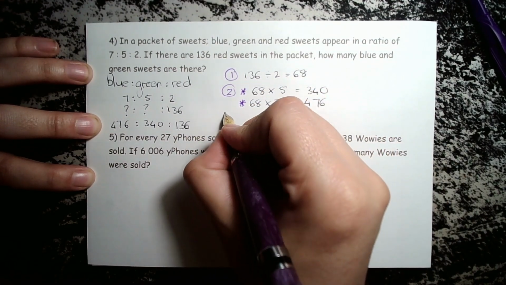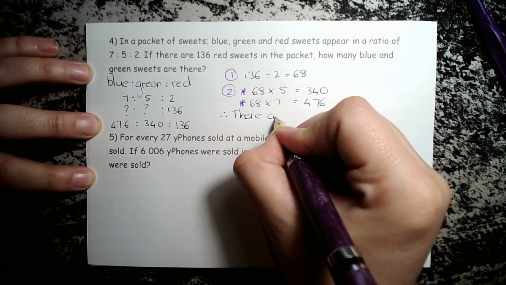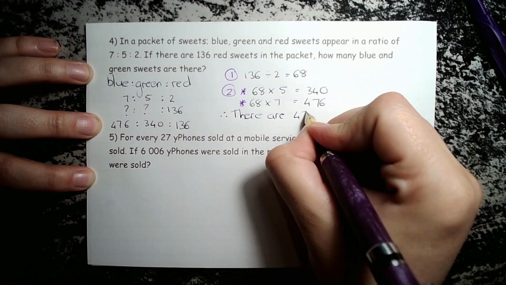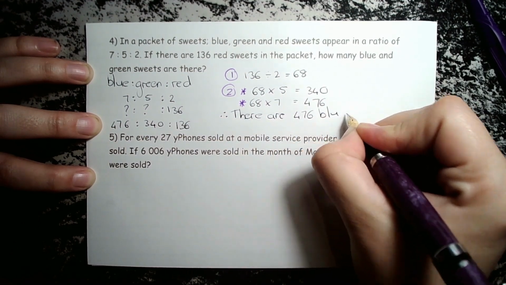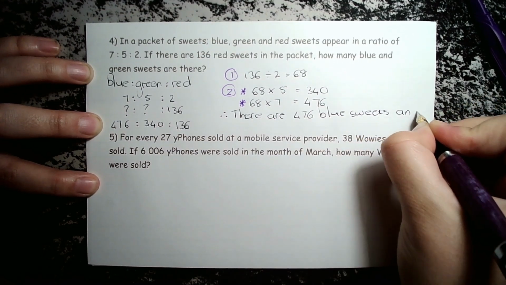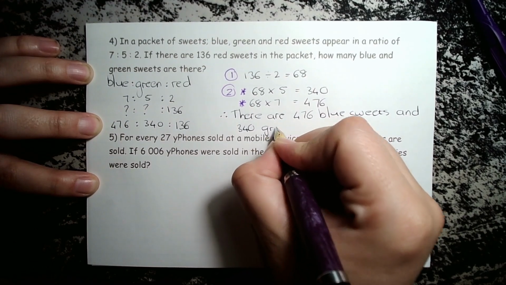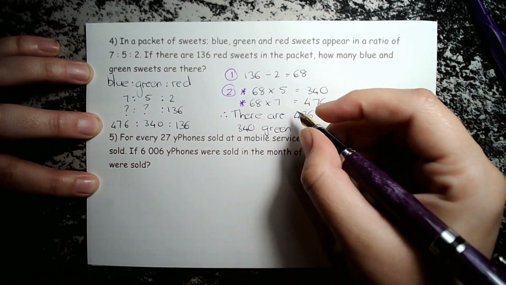Therefore, there are 476 blue sweets and 340 green sweets in the packet.